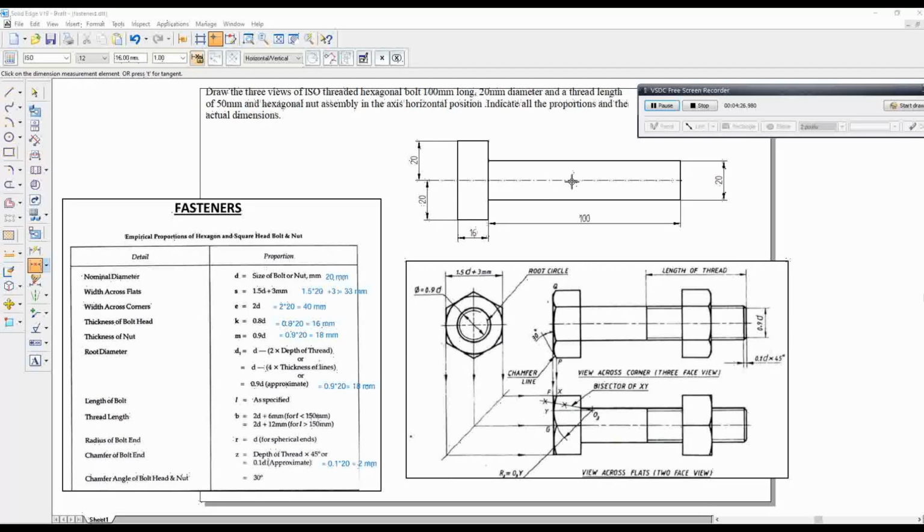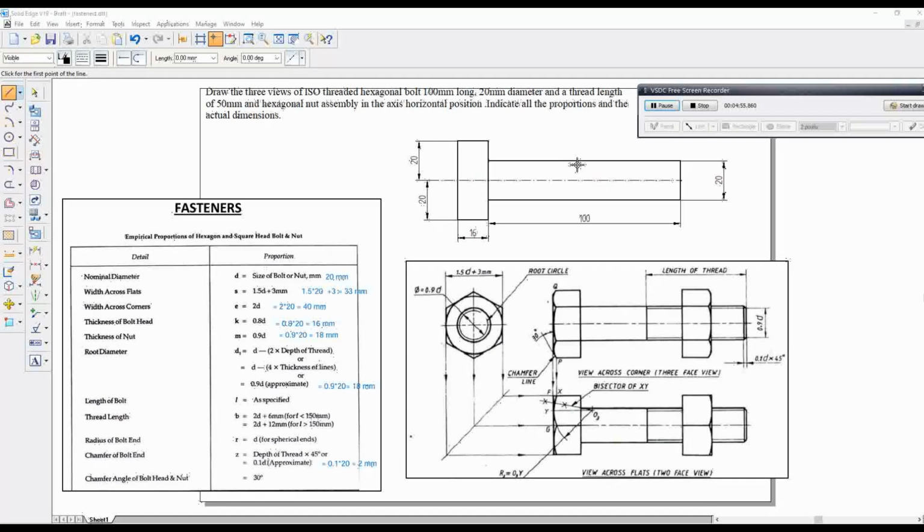So now we have to make the thread on this bolt. Now we check the root diameter, which is the thread diameter. How to find out the thread diameter? 0.9 times d. 0.9 into diameter 20 gives 18 mm. So now I am going to draw the 0.9 times d, the root dia. Root dia is 0.9 times d, 18 mm.